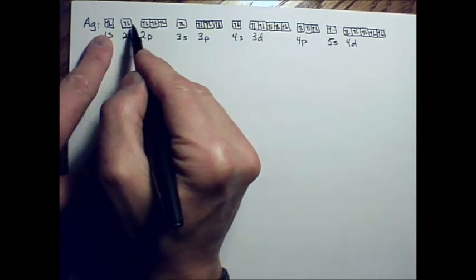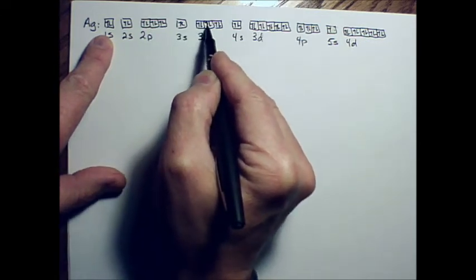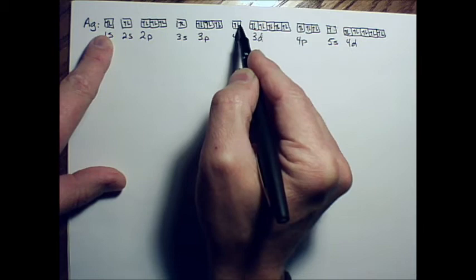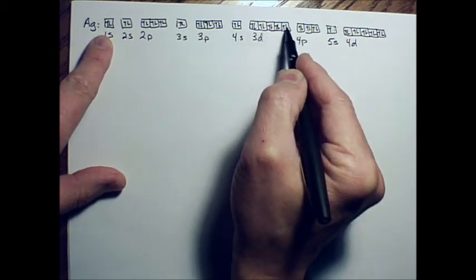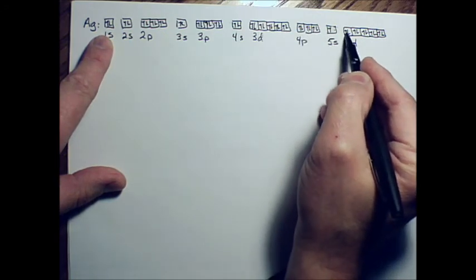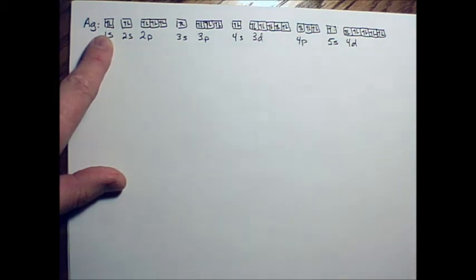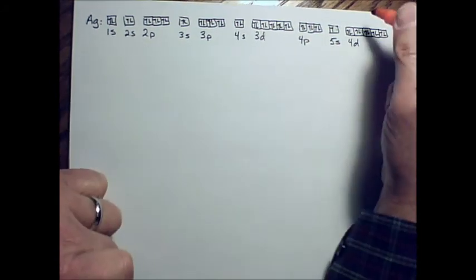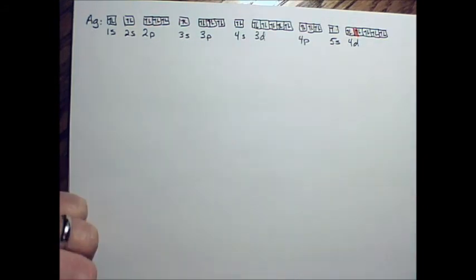1, 2, 3, 4, 5, 6, 7, 8, 9, 10, 11, 12, 13, 14, 15, 16, 17, 18, 19, 20, 21, 22, 23, 24, 25, 26, 27, 28, 29, 30, 31, 32, 33, 34, 35, 36, 37, 38, 39, 40. There it is. There's the 40th electron. Okay, so there's our 40th electron right there.